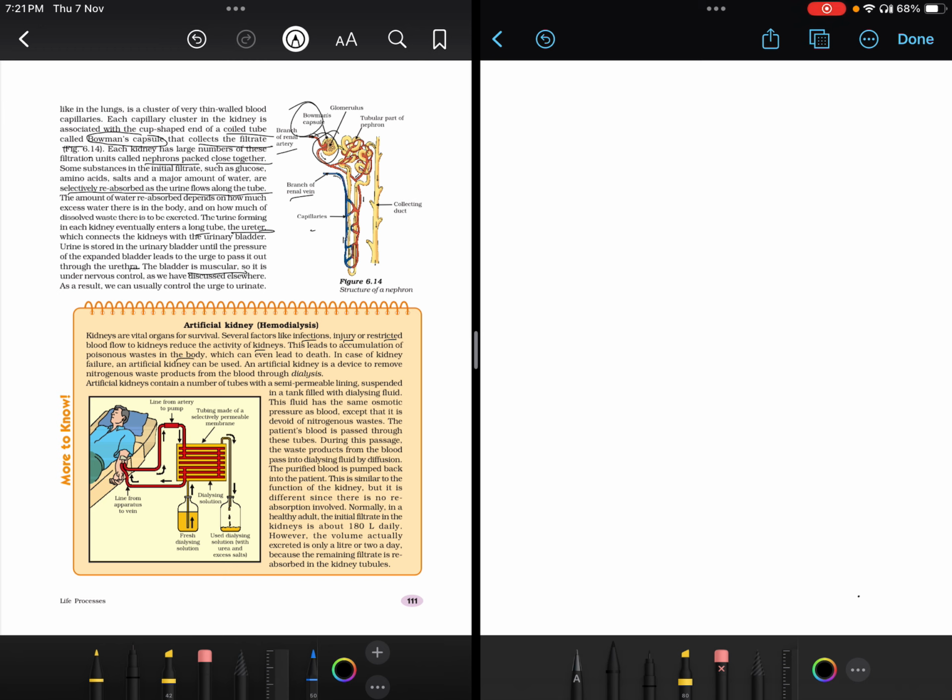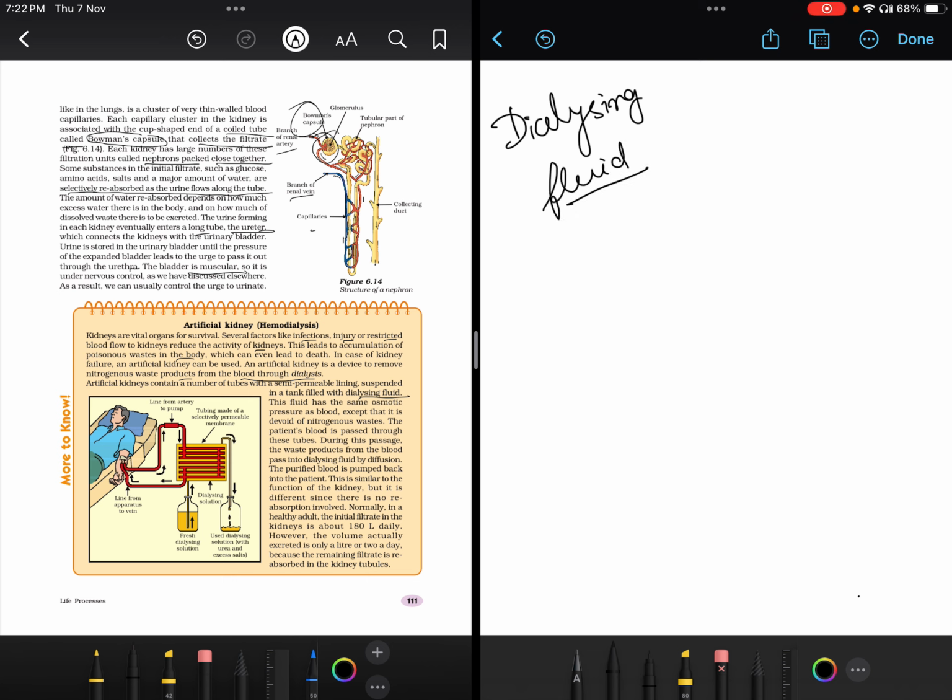In case of kidney failure, an artificial kidney can be used. An artificial kidney is a device to remove nitrogenous waste products from the blood through dialysis. Artificial kidneys contain a number of tubes with semi-permeable lining suspended in a tank filled with dialysing fluid.